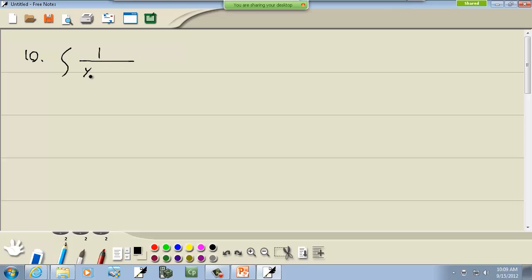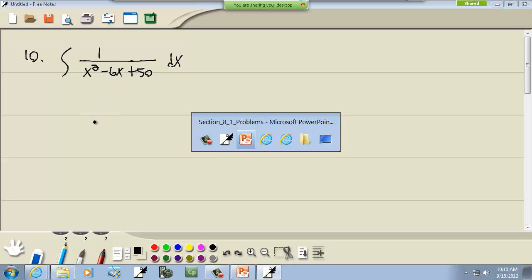One over x squared minus 6x plus 50 dx. Okay, if we did our basic u-substitution, we set u equal to the denominator. We wouldn't go anywhere. The derivative of that would give us 2x minus 6, and there's no way I can get that out of the top. I can't split this into separate fractions because of these minuses and pluses down here, everything would have to be multiplication. So that doesn't seem like I can go anywhere.